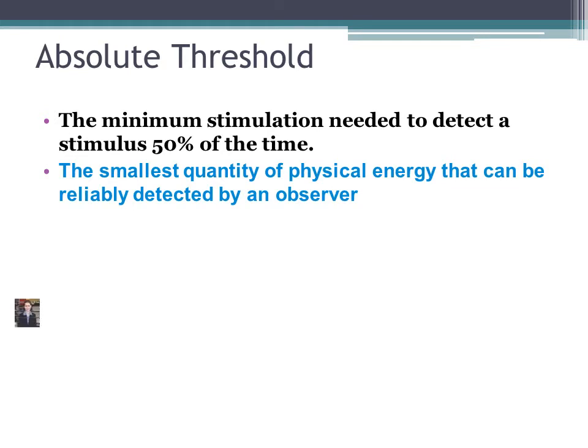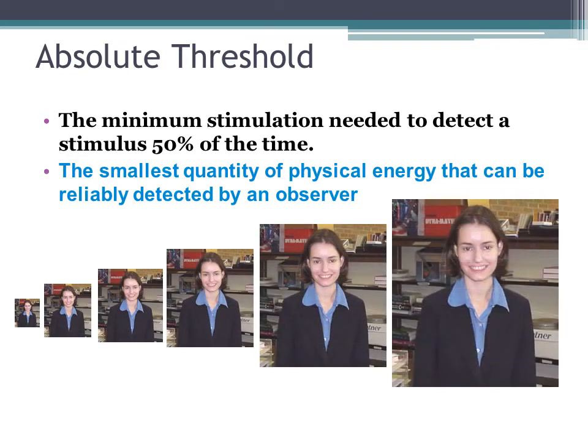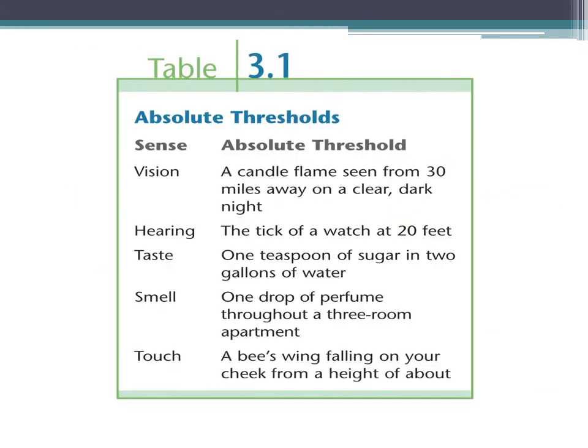So here's a very small image. Maybe you can't make out what it is. The threshold's too small. Then as it gets larger and larger, you're able to understand or detect what it is. Here's an example of absolute thresholds that they've tested.